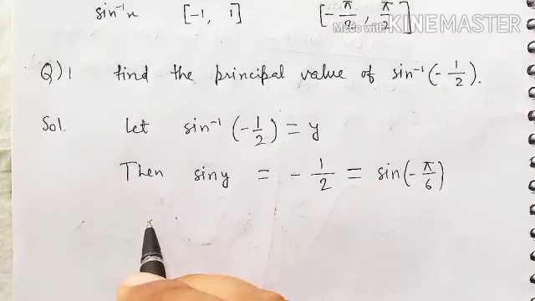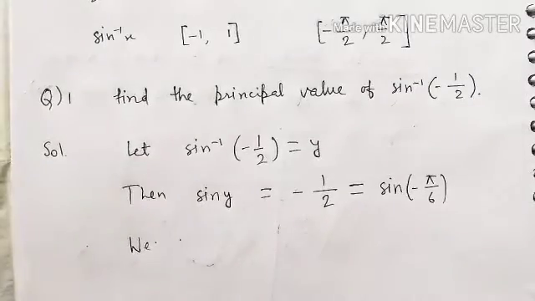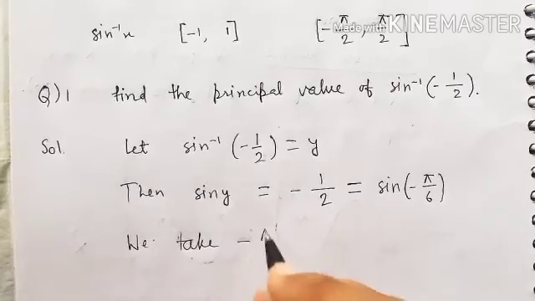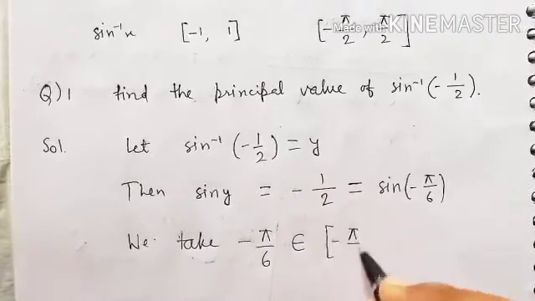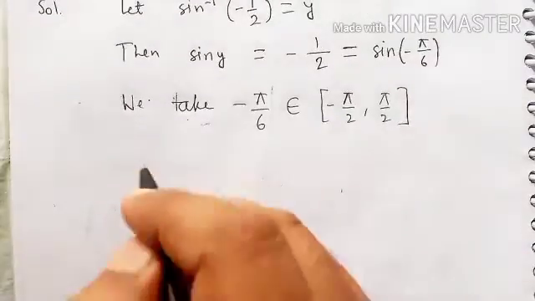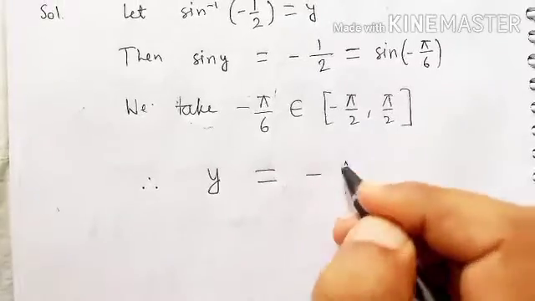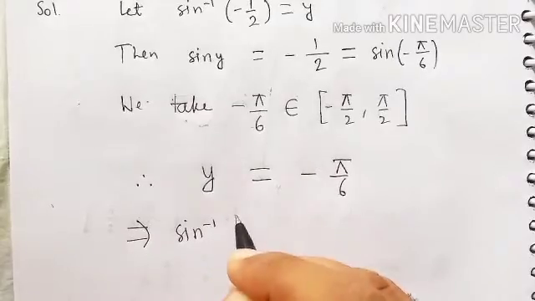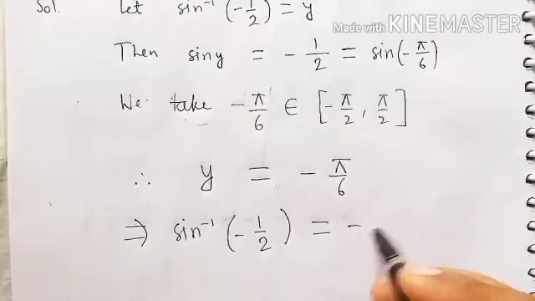So from here we take the angle which belongs to minus pi by 2, pi by 2. That's why y is equal to minus pi by 6. It means the principal value of sine inverse minus 1 by 2 is minus pi by 6.